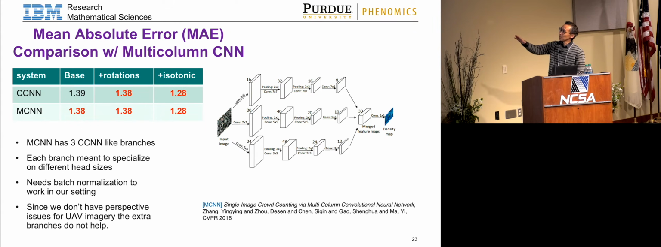And here's a series of comparisons that we did with existing and competing methods in the literature. One is comparing with what's known as multi-column counting CNN, where you have many versions of the same architecture for different resolutions. It's called MCNN. We discovered that it doesn't really make a difference in our case. It didn't really help, and I think it has to do with the particulars of this problem.